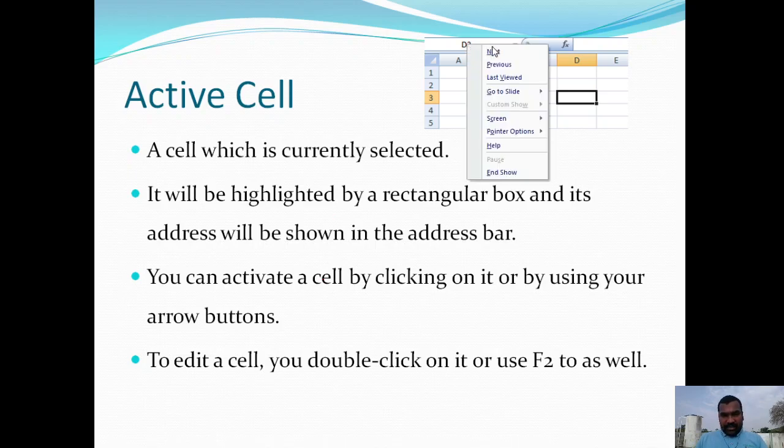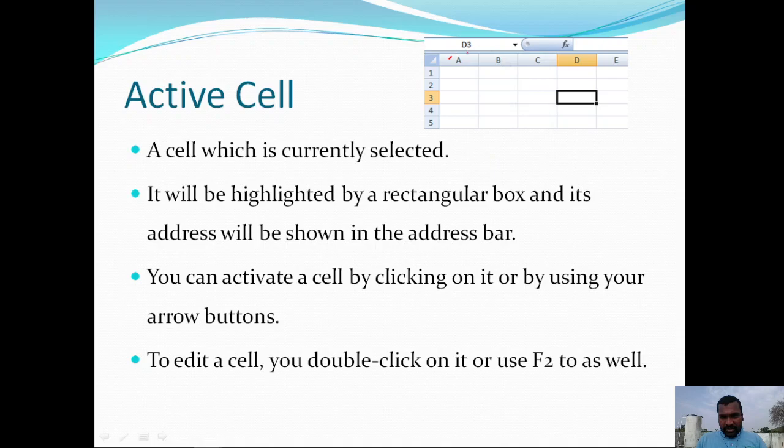Let us look at the diagram. These are the columns labeled with A, B, C, D, E, and these are the rows labeled with 1, 2, 3, 4, 5. All these are cells. Among these cells, one cell is highlighted with a black color border. That is called the active cell. The highlighted cell is an active cell.